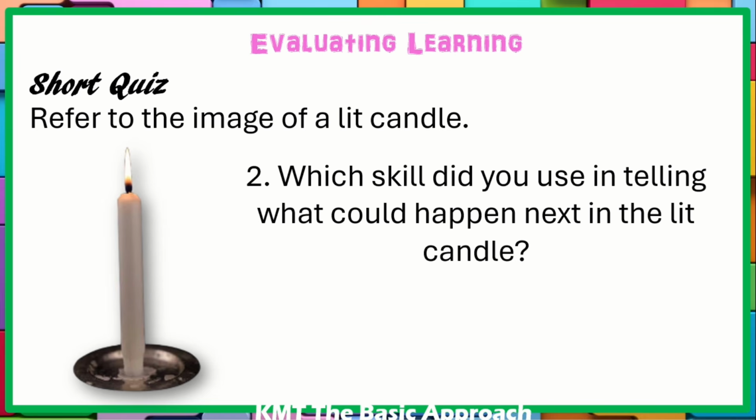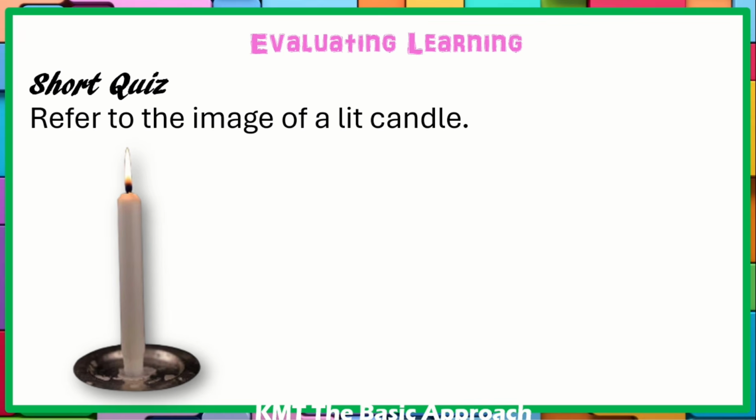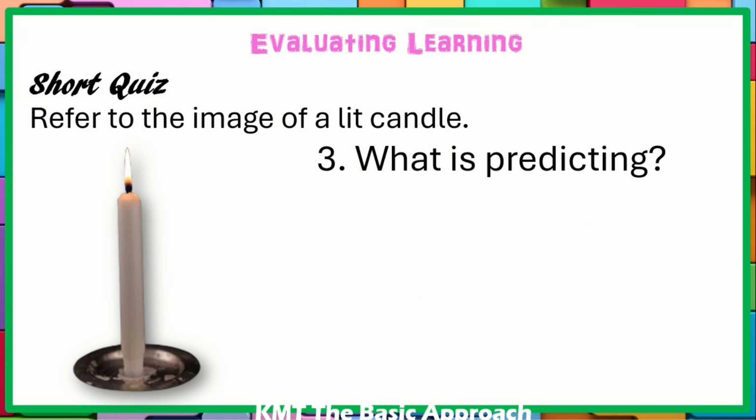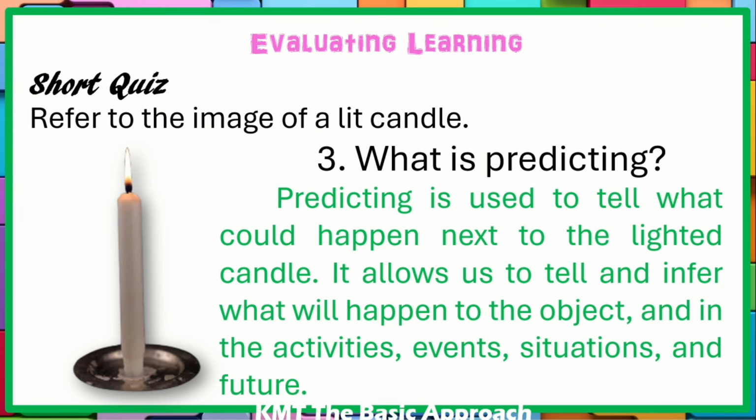Number 2. Which scale did you use in telling what could happen next in the lit candle? Awesome! It's predicting. Number 3. What is predicting? Very good! Predicting is used to tell what could happen next to the lighted candle. It allows us to tell and infer what will happen to the object and in the activities, events, situations, and future.